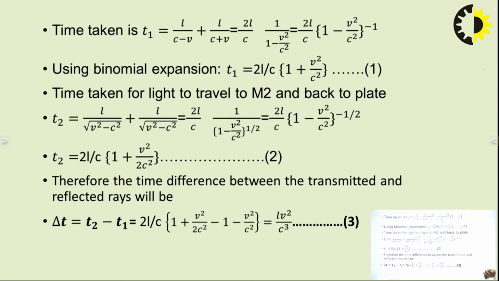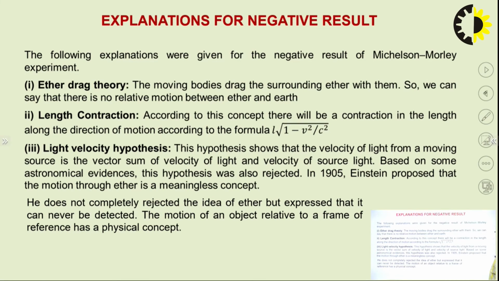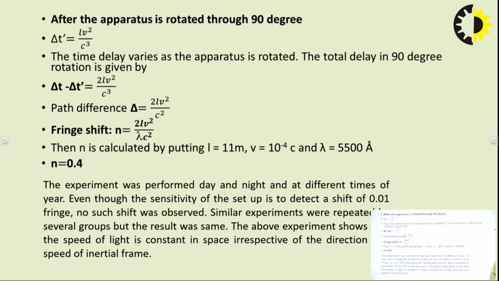So the time difference value comes out to be LV square upon C cube. Now since we are performing the experiment with respect to Earth frame, due to this time difference which we have estimated, LV square upon C cube, we can calculate the value of the fringe separation, and its value will be LV square upon C cube multiplied by C.